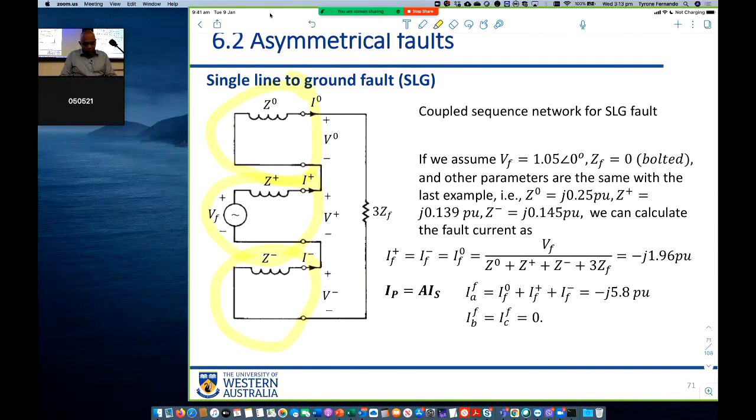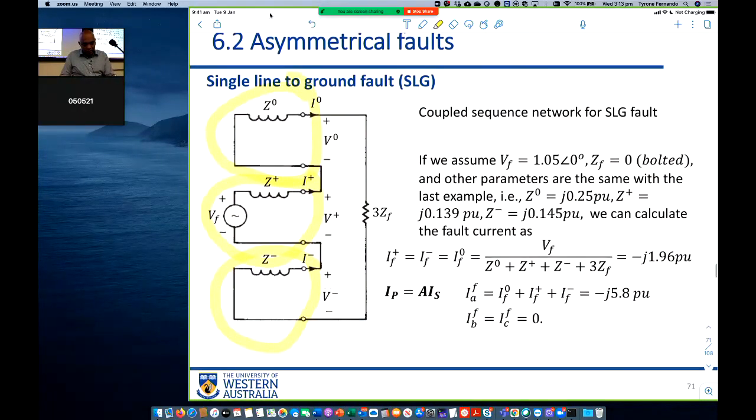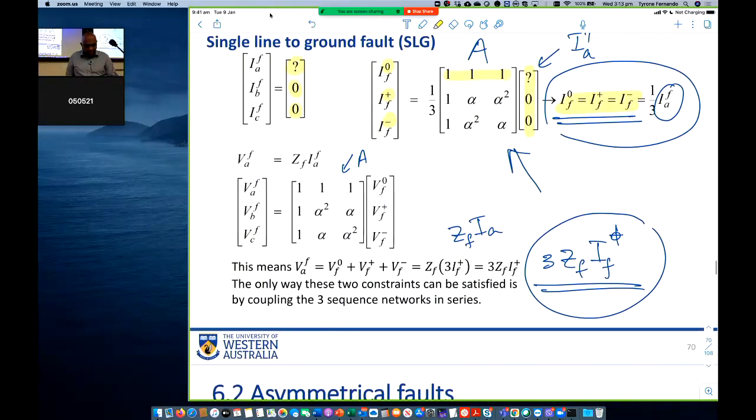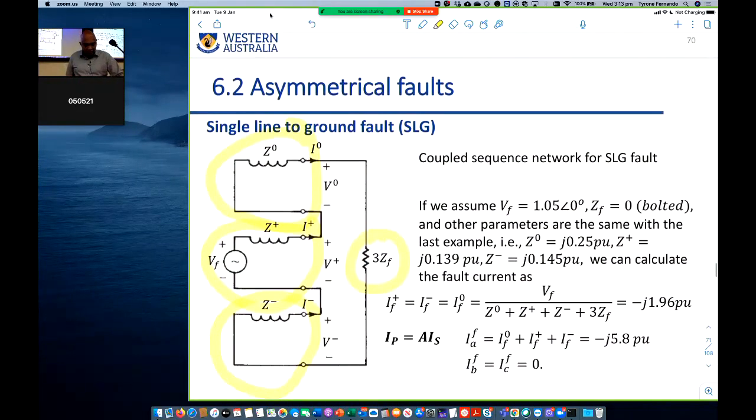So here it is. This part here has to be 3 times ZF, because if that is 3 times ZF, then we have VAF, which is the sum of the zero sequence voltage, positive sequence voltage, and the negative sequence voltage.